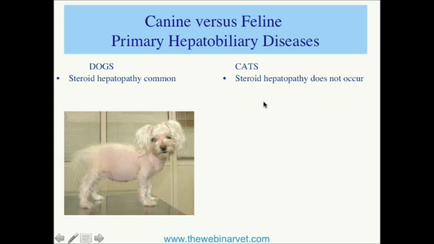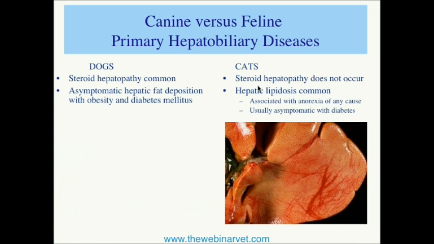In the cat, cats just do not develop steroid hepatopathy. It doesn't matter how much steroids you give cats, they do not develop the syndrome of big liver, glycogen deposition, increased liver size. It just does not happen. So the first thing, when we're looking at a serum chemistry panel and liver enzymes in a cat, no matter whether they've had steroids or not, is that we cannot ascribe any changes in the liver enzymes to the administration of steroids.